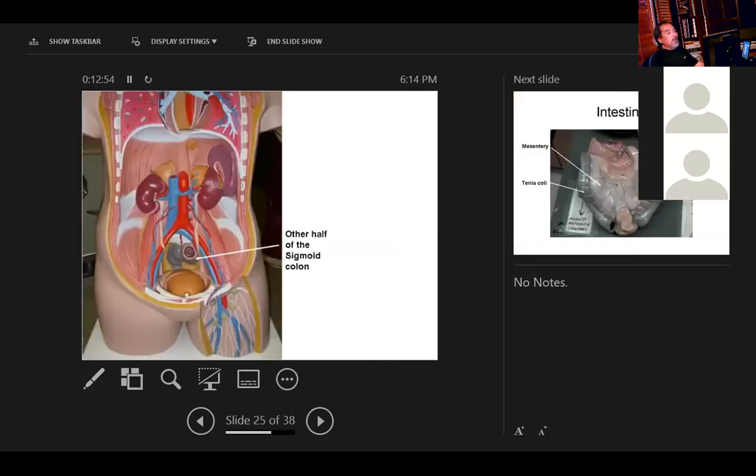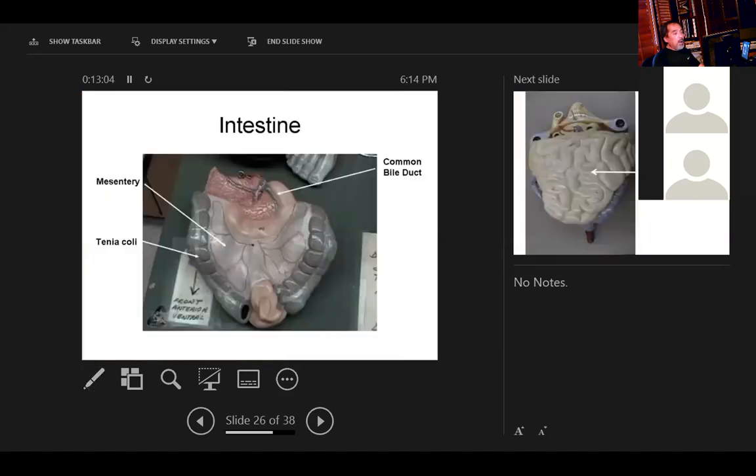Okay, here is the structure, abdominal organs, sigmoid colon. One part of the sigmoid colon is located here. And then here, this picture, are you looking at the front or are you looking at the back? My example here is going to be the appendix right here. So I'm looking at the back.